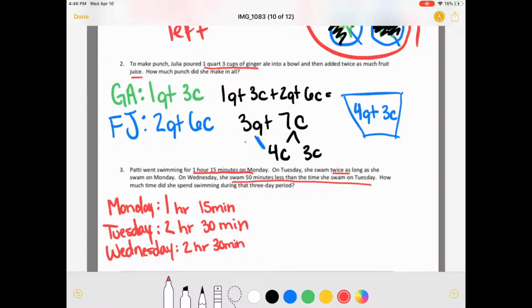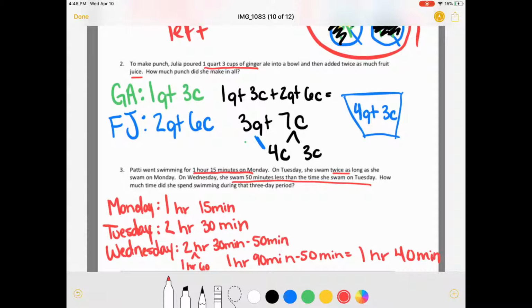But in order to subtract, because I'm starting off with 30 minutes and I'm saying minus 50 minutes, I'm going to have to rename 2 hours and 30 minutes. So I'm going to rename that 2 hours as 1 hour and 60. And then when I add back the 30, so really I'm going to say 1 hour and 90 minutes, which is the same thing as 2 hours and 30 minutes minus 50 minutes. And when I do that, I'll end up with 1 hour and 40 minutes that she swam on Wednesday.